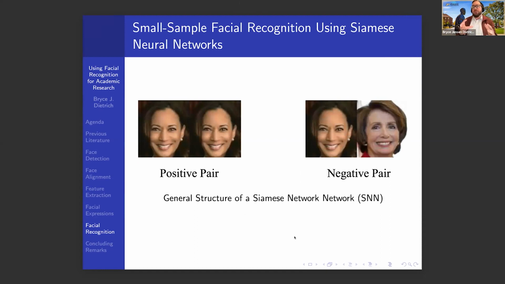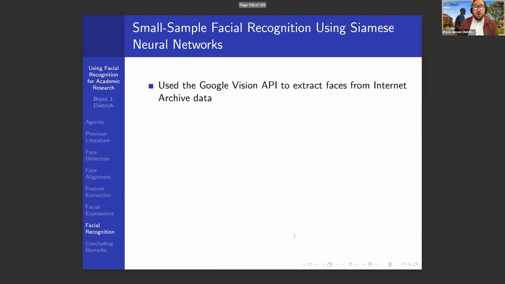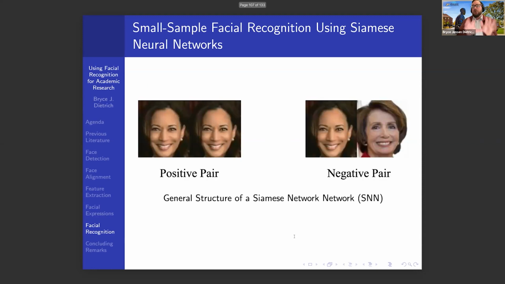So ultimately what we provide the algorithm is a positive pair. So we see Kamala Harris as a positive pair, two images that are the same person, and then two images that are not the same person. So Kamala Harris and Nancy Pelosi in this example. And then ultimately, those two pairs can be used to then train a model that will allow us to differentiate across a variety of members of Congress within footage from the Internet Archive and elsewhere.